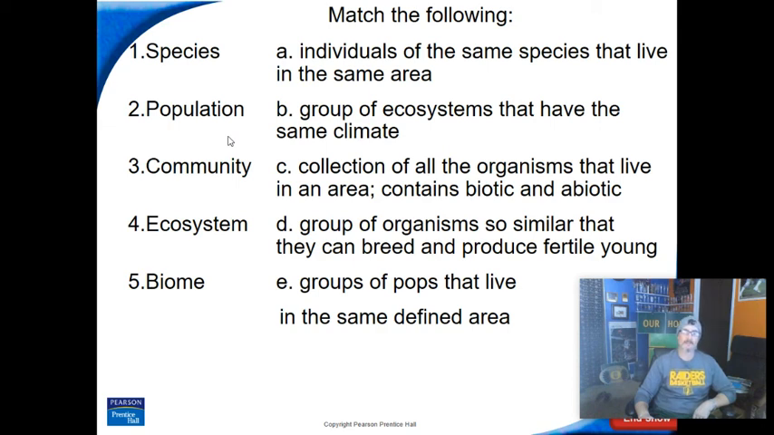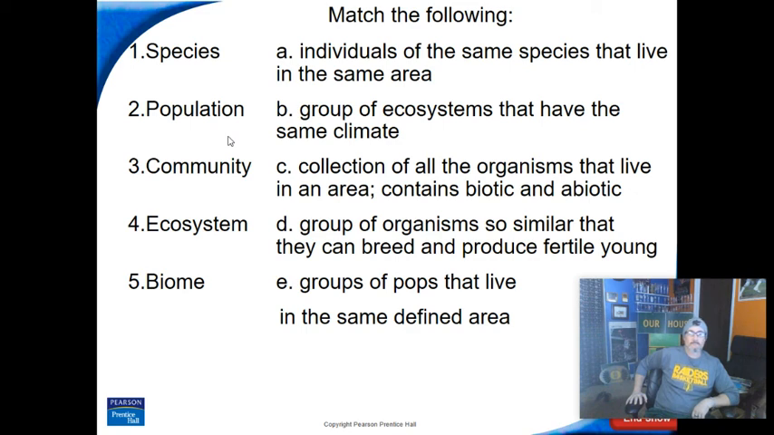All right, next one, number 2, population. And remember, if you want to look these up on your own, pause the video so you have time and I don't ruin it for you. Population is A, individuals of the same species that live in the same area. Community. Yeah, community is E, group of populations that live in the same defined area.